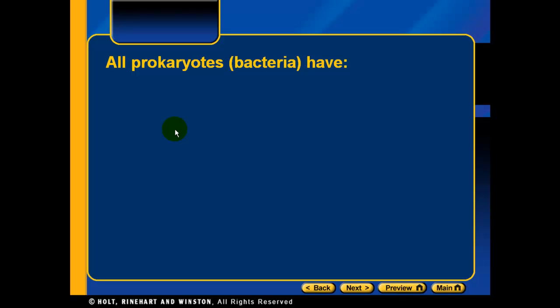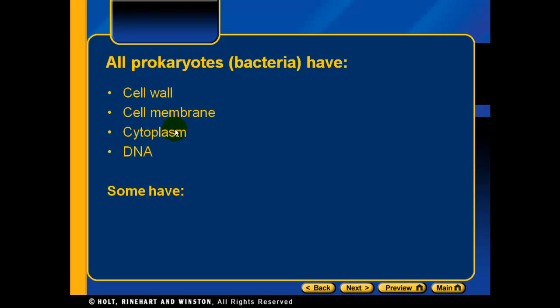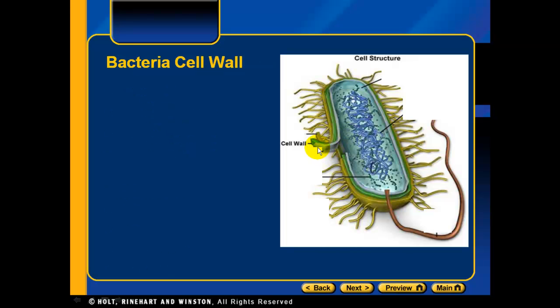All prokaryotes, which are bacteria, have a cell wall, a cell membrane, cytoplasm, and DNA. Some bacteria will also have a capsule. Some have pili. Some have endospores, and some have flagella. First part we're going to talk about is the cell wall. The cell wall is this green structure that's in between the yellow and the gray going around the bacteria.